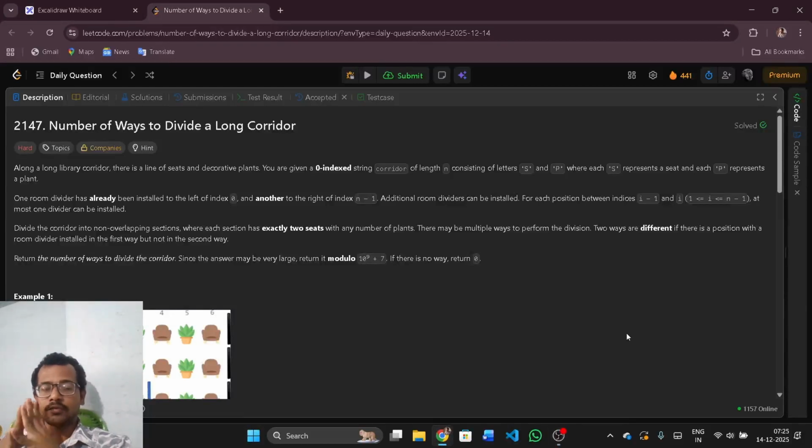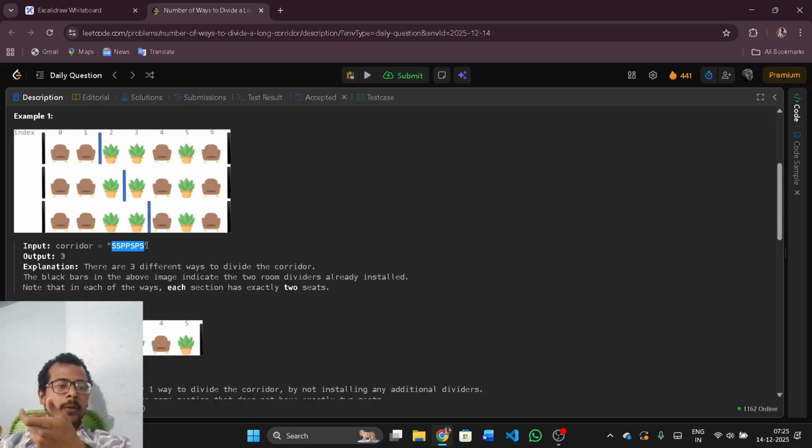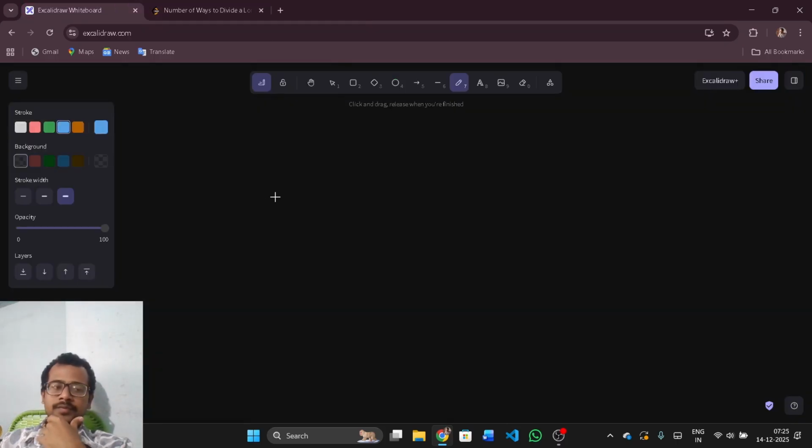Let us now discuss how we can solve this problem: number of ways to divide a long corridor. To explain this problem clearly, let me take an example. We are given a corridor, a string where S represents a seed and P represents a plant. Let us take the same example: SSPPSPS.